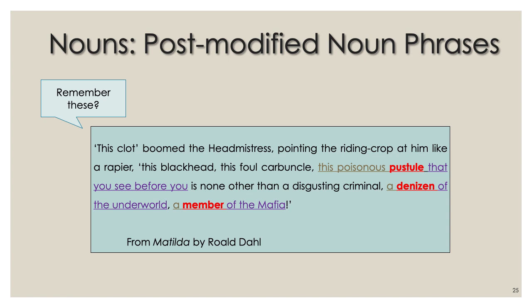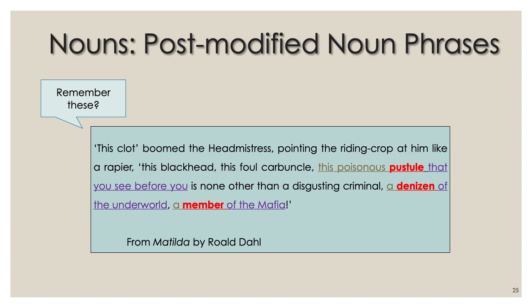So let's go back to those questions I asked you before about that little extract from Roald Dahl, where there were the three noun phrases that actually cause a little bit of a problem if you're only thinking about them in terms of pre-modified noun phrases. The first one was this poisonous pustule that you see before you. The second noun phrase is a denizen of the underworld, and the third one is a member of the mafia.